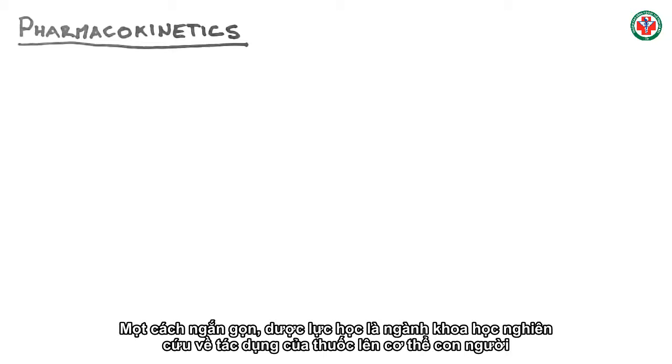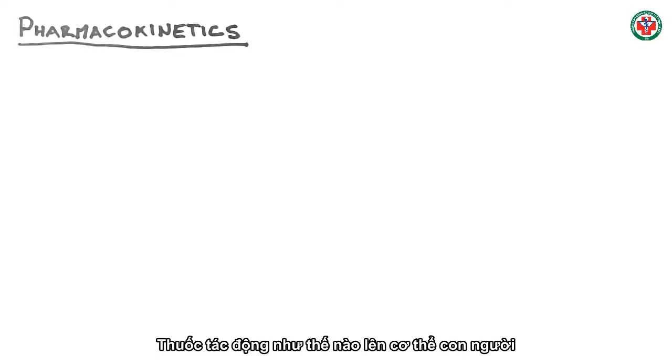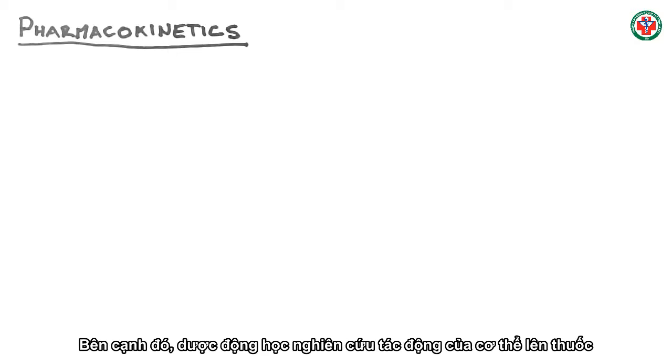Briefly, pharmacodynamics is the study of the effects of drugs on the body. That is, what does this drug do to the body? What receptors does it activate? And what other effects does it have? Alternatively, pharmacokinetics is the study of the effect the body has on drugs.